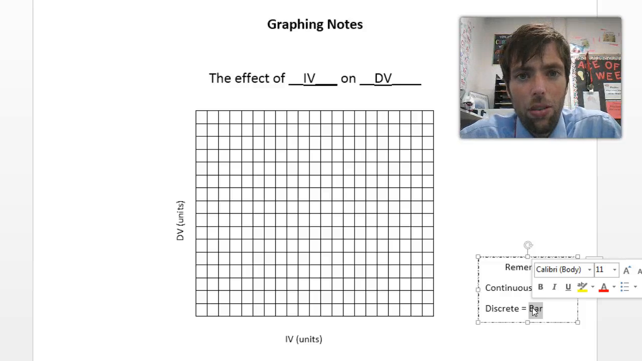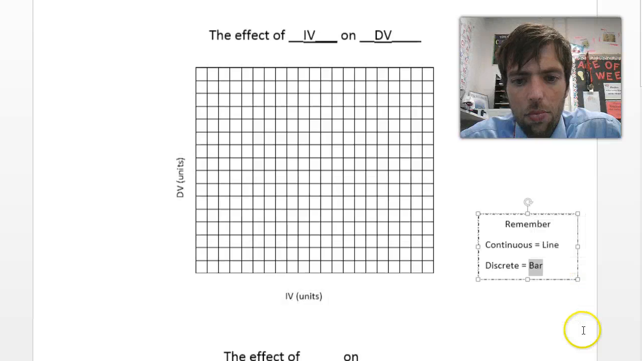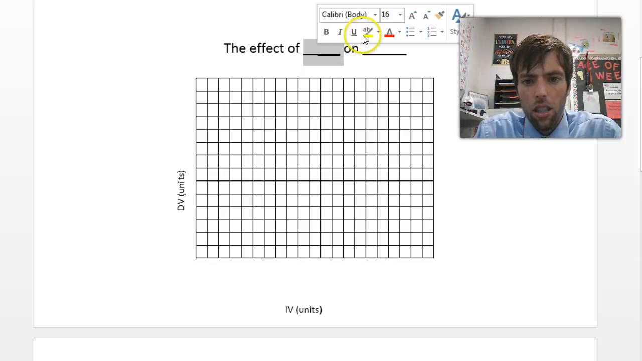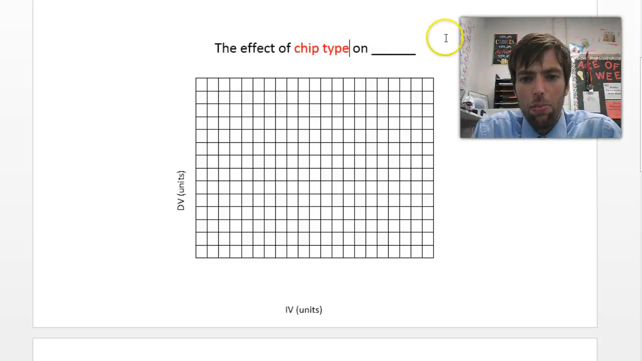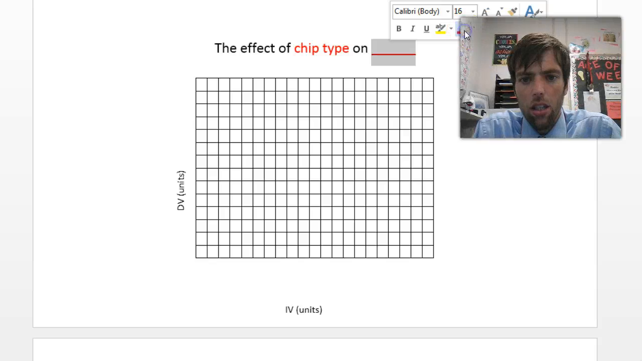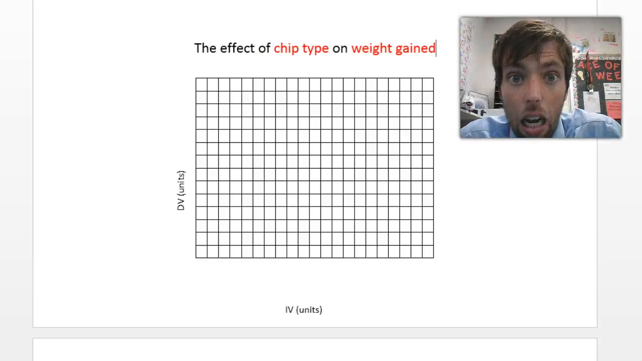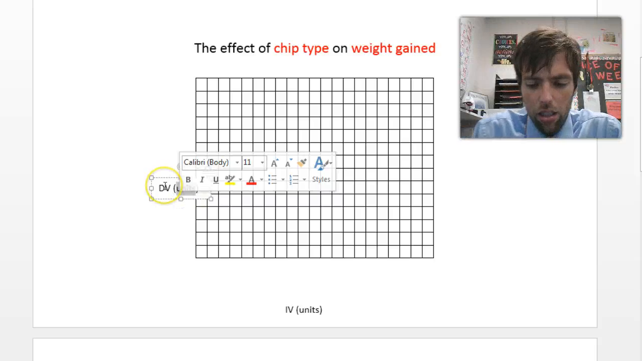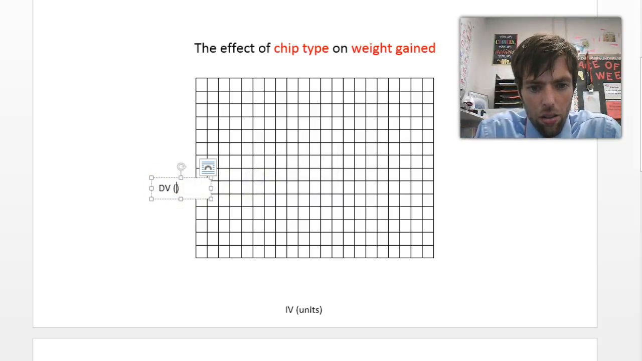So let's do one, for example. I'm going to scroll down now, and let's do a graph based on the information we talked about for our data table notes. So we'll do the effect of chip type on weight gained. I hope that was our data table title. I'm pretty sure it is. So our dependent variable is going to be right here. I'll just do it in red because I like that color. Weight gained in pounds.